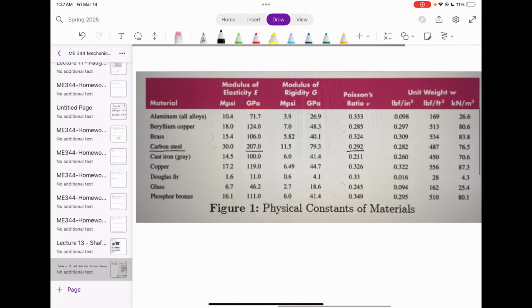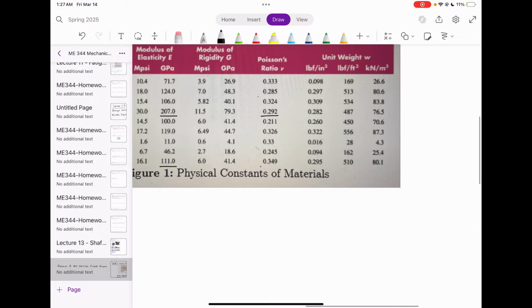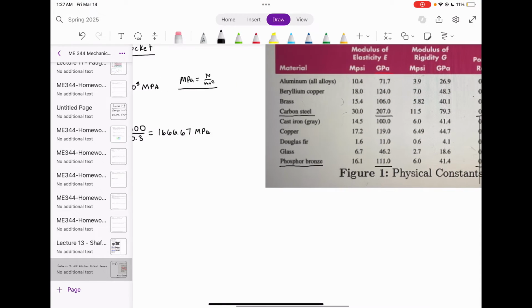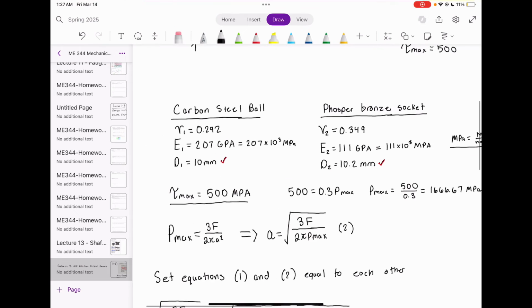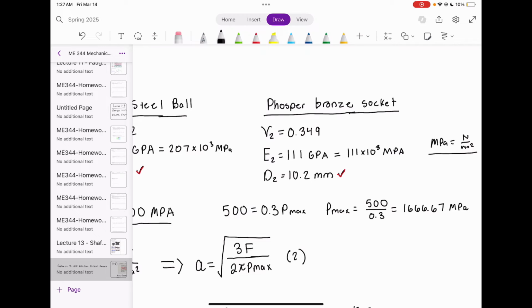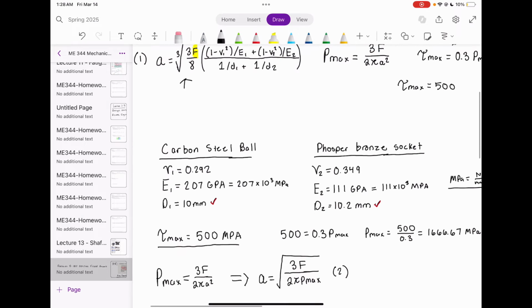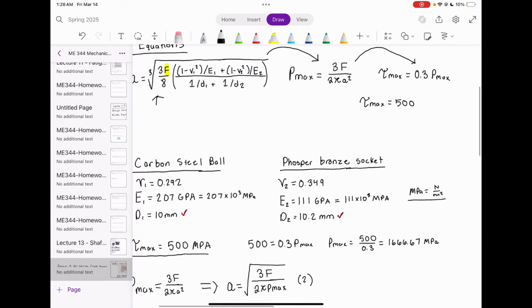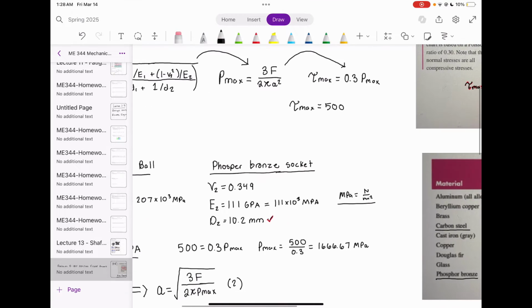Then we can come down to phosphorus bronze, which is the socket, and we are going to identify the 111 times 10 to the third megapascals, and then the Poisson's ratio that's needed. And then we were also already given the diameters of the ball and the socket opening from the initial problem statement. So now we can use the equations that we have.